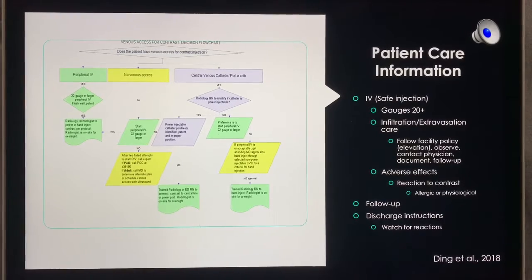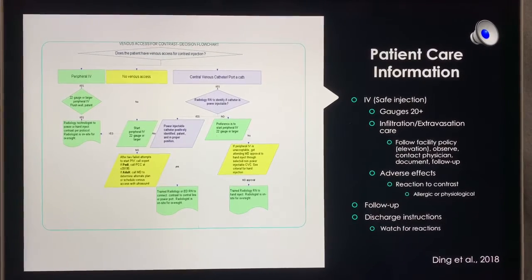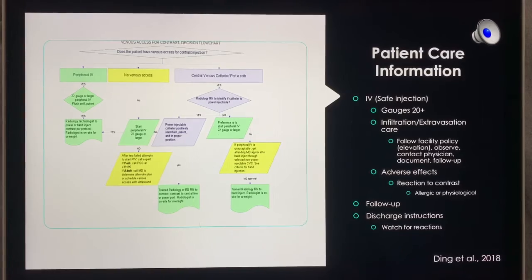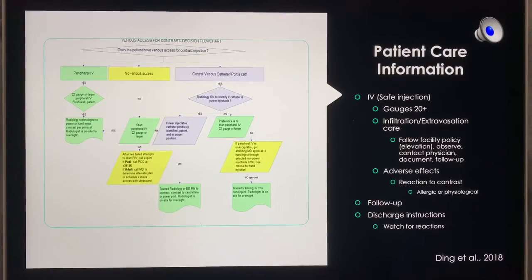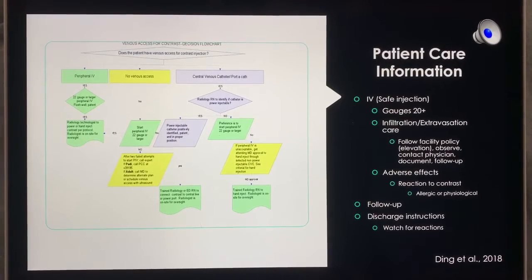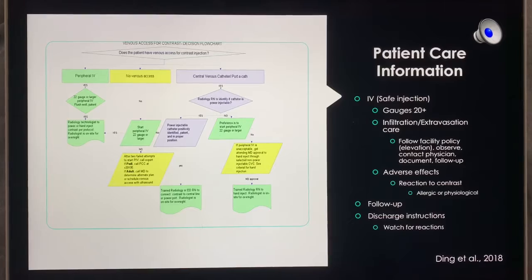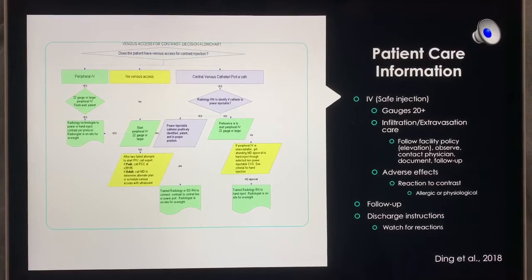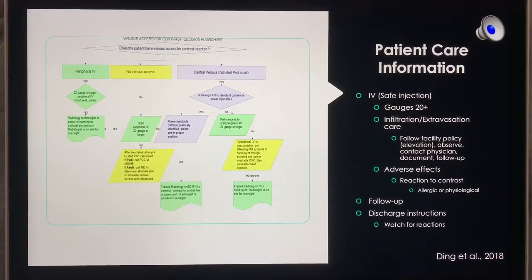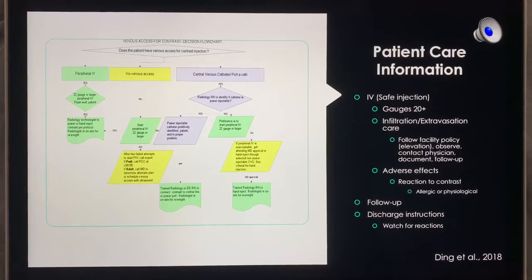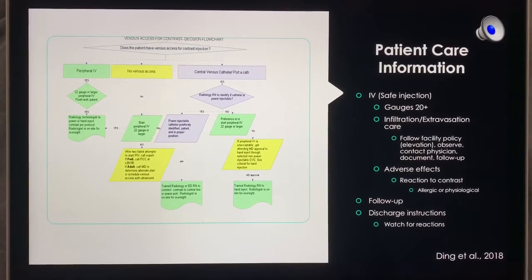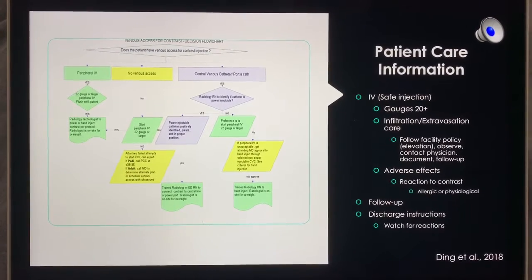If you are given contrast by mouth, you may experience diarrhea after the procedure. Otherwise, there is no special type of care required after a CT scan of the chest, etc. You may resume your usual diet and activities unless your physician advises you differently. Your doctor may give you additional or alternate instructions after the procedure, depending on your particular situation.